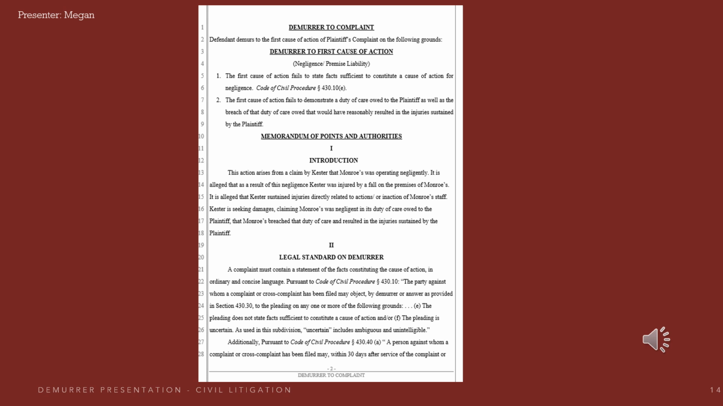Then comes the legal standard in the Memorandum of Points and Authorities. In this section, we define CCP codes that support the use of demurrers, and we specifically cite the codes that are applicable to the scope and type of demurrer that we are presenting. We conclude this demurrer with a prayer for relief of the court to grant the demurrer to the first cause of action requested.